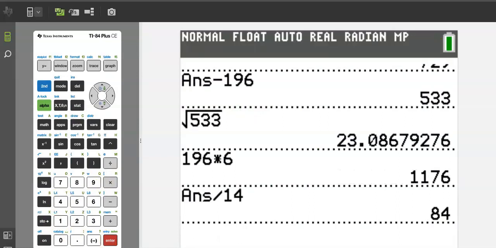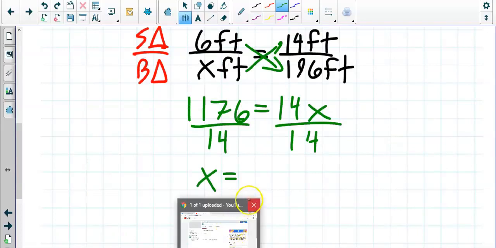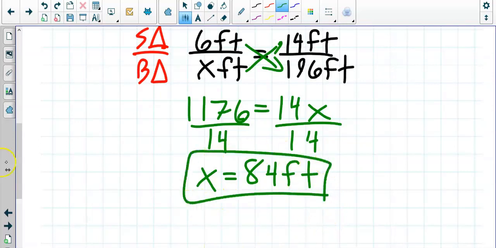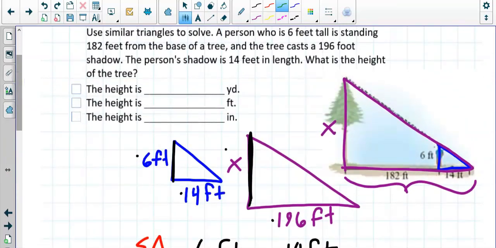84. But the question is, what's the label? If you've been paying attention, I've been writing it down. 84 feet. That's what we're looking for. So if we go back up, we've got choices here. So again, it's the middle choice because that's the one that has feet. And you'd put 84 in the blank. Okay?